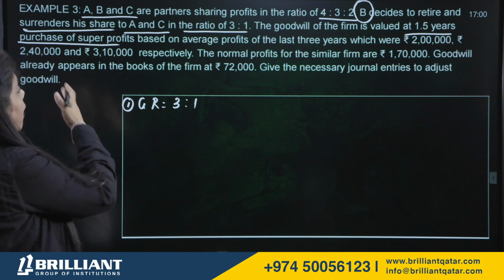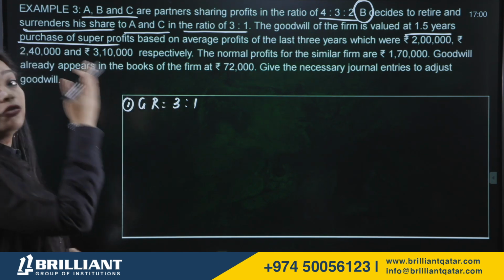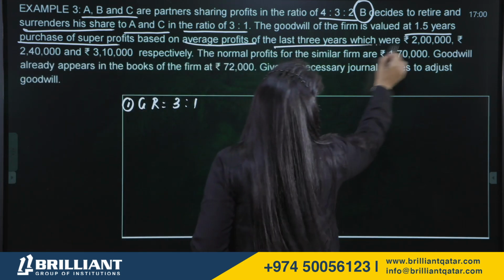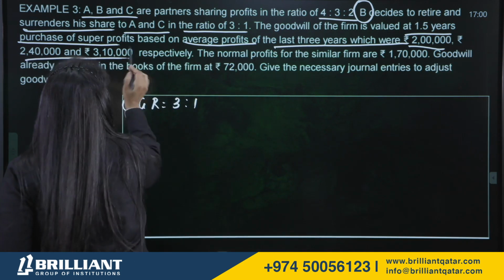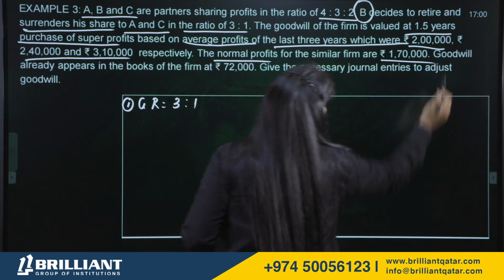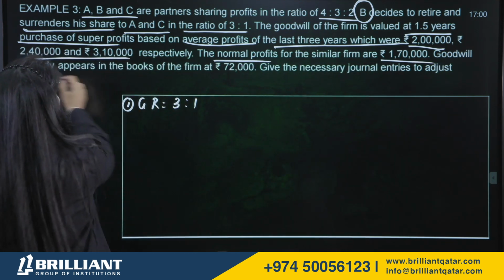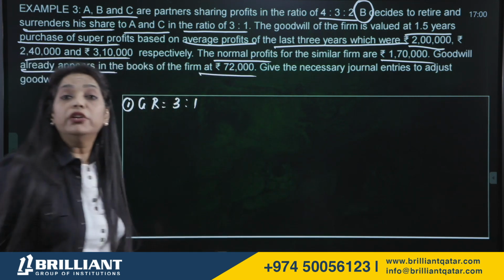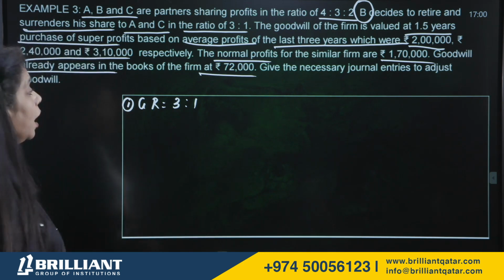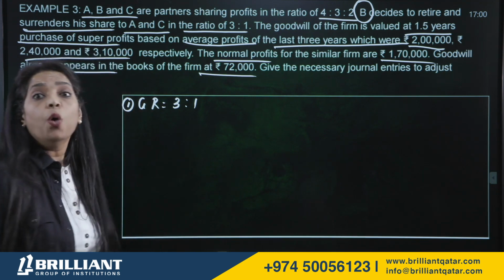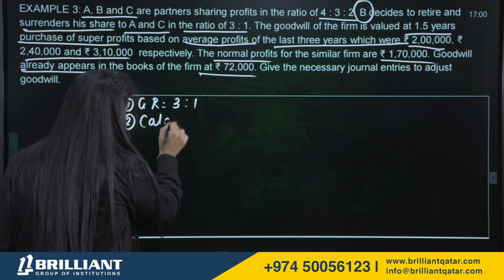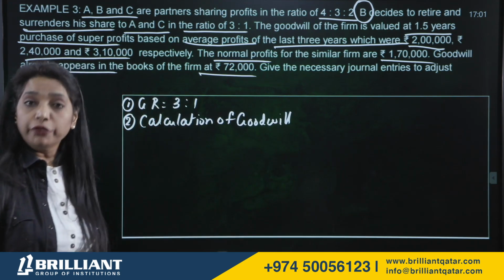So you have to calculate goodwill on the basis of the super profit method, based on the average profit of the last 3 years, which were 2 lakh, 2,40,000 and 3,10,000 respectively. The normal profit is already given in the question as 1,70,000, and goodwill already appears in the books at 72,000, which has to be written off between the partners in the old ratio. But before that, we will have to calculate what the goodwill is. So first, calculation of goodwill through the super profit method.